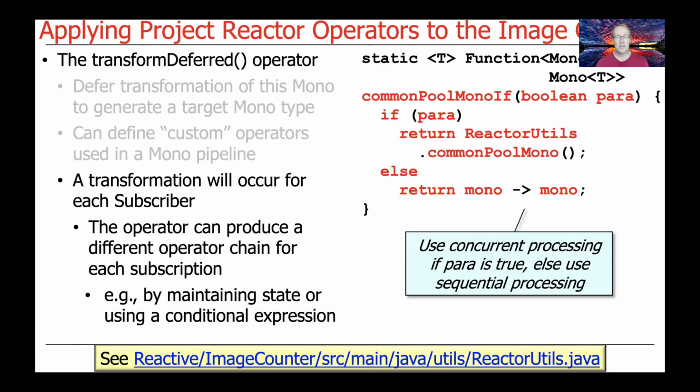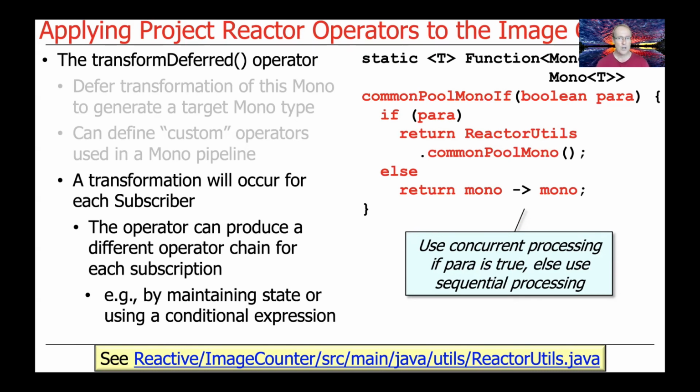Here's the implementation of the commonPoolMonoIf operator, or method, helper method. It takes in the boolean para, which stands for parallel. And if para is true, then we're going to return the ReactorUtils.commonPoolMono. Otherwise, if it's false, we just return the Mono. So what that says is do concurrent processing if para is true. Otherwise, use sequential processing.